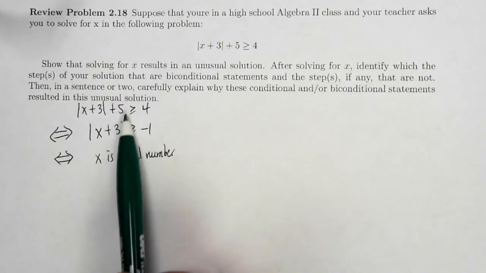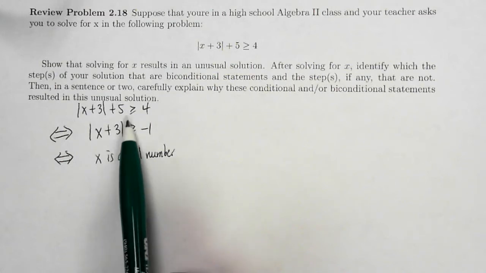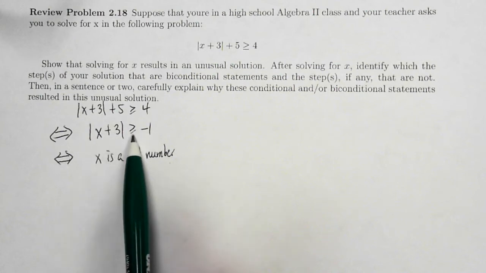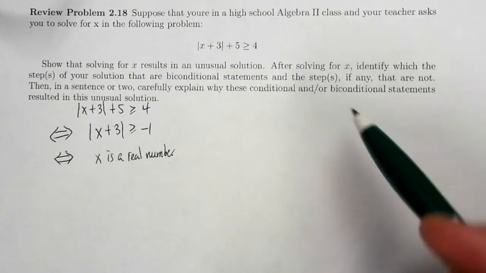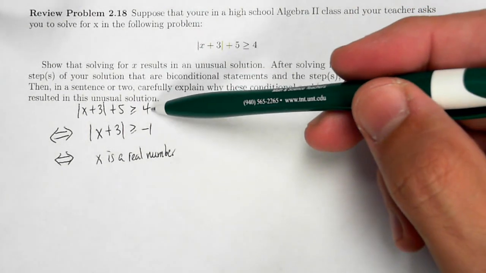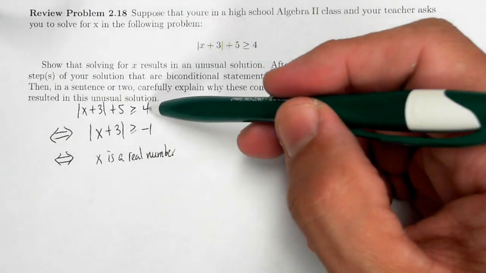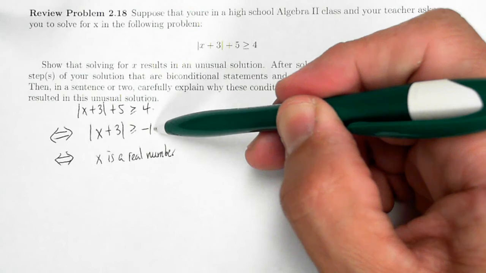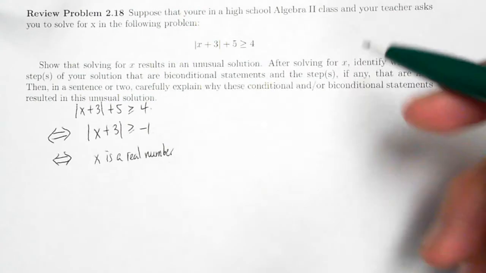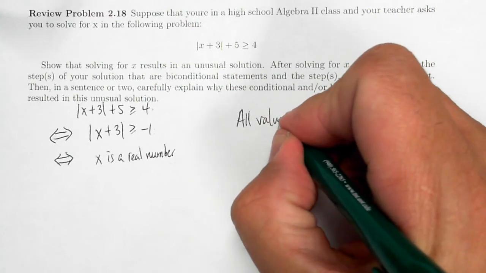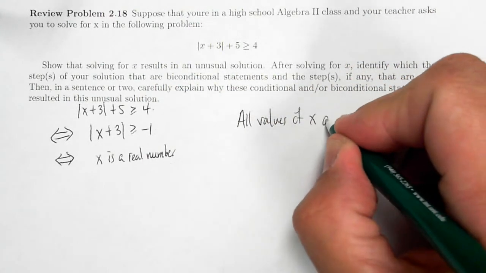The bottom line here, if I add 5 to both sides, I get the top line. If x is a real number, then the absolute value of this thing will certainly be greater than or equal to negative 1. Okay, so basically this is saying that everything works. This x is a solution to this top line if and only if this true statement is correct. So all values of x, correct. All values of x are solutions.